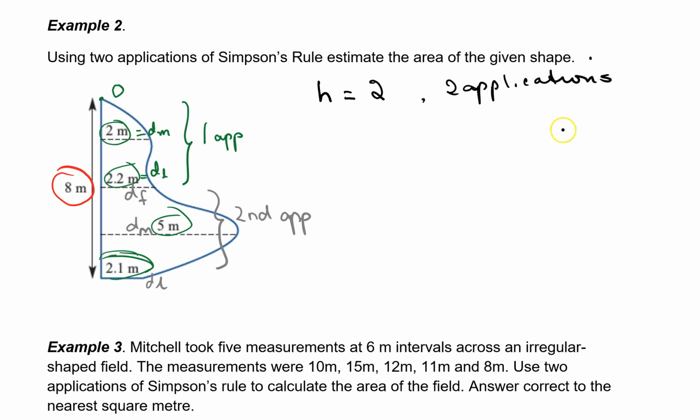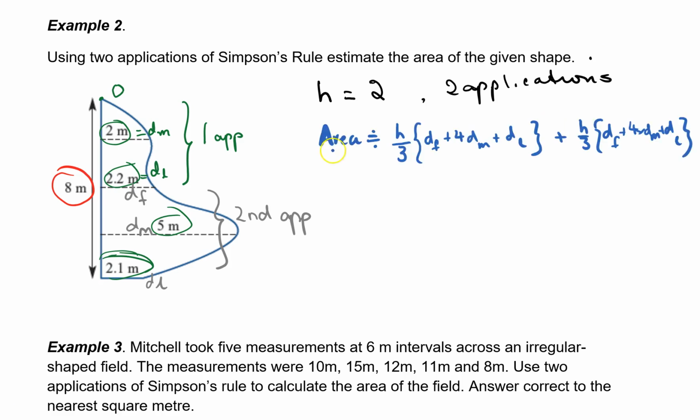I'll just pause the video and write up what 2 applications would actually look like. Here I have area is approximately equal to h on 3, a first distance, and 4 times middle distance, last distance. First application there, plus we're going to add on our second application using exactly the same formula, h on 3, first distance, 4 times middle distance, and the last distance. Now that's probably what you'd expect for 2 applications. So let's substitute our values now.